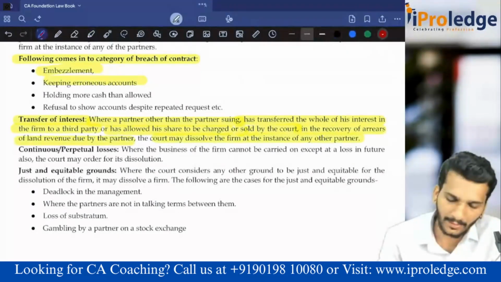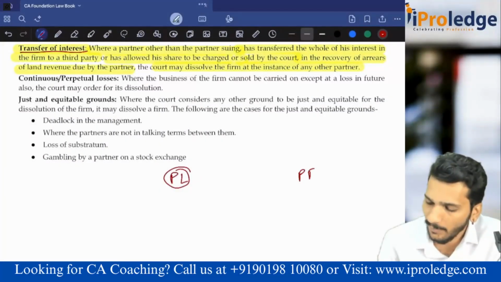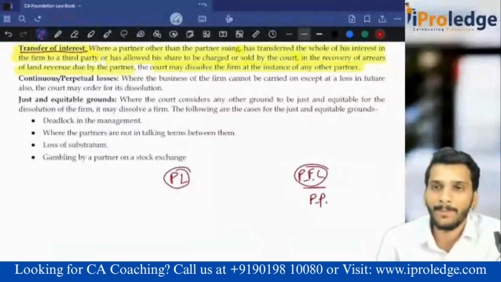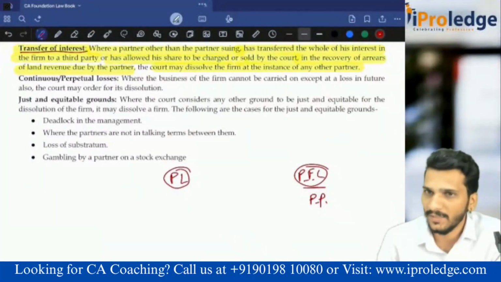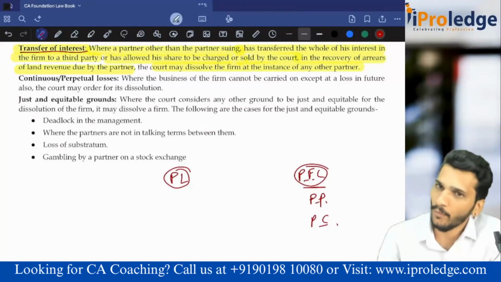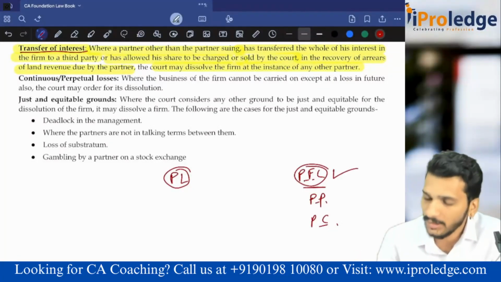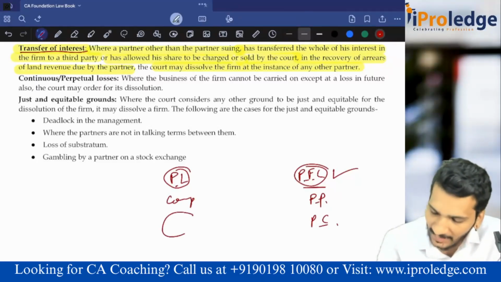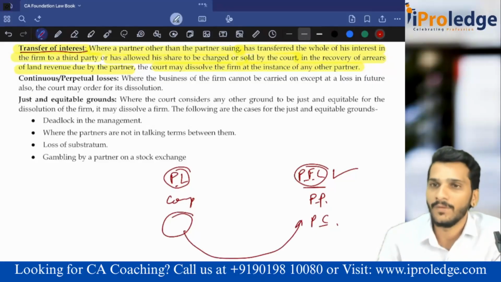Remember that we discussed the personal liability of a partner and the partnership firm liability. For the partnership firm liability, first we will use the partnership property. After the partnership property is insufficient, then we will go for the partner's contribution. But before they bring their contribution for the partnership firm's losses, first of all they have to complete their personal liability. If there is anything left, then they have to contribute to the partnership firm.